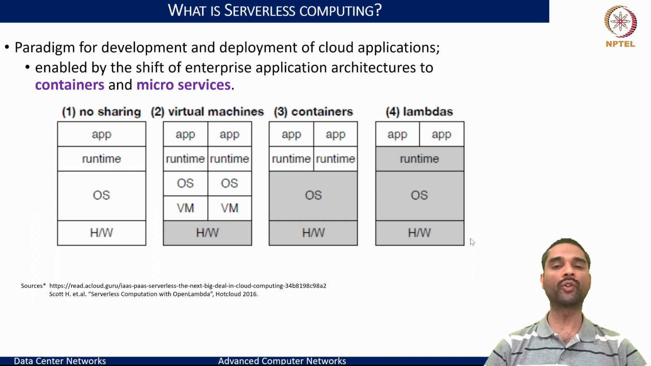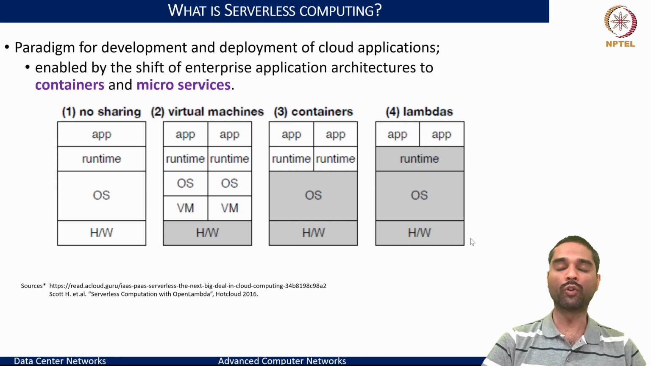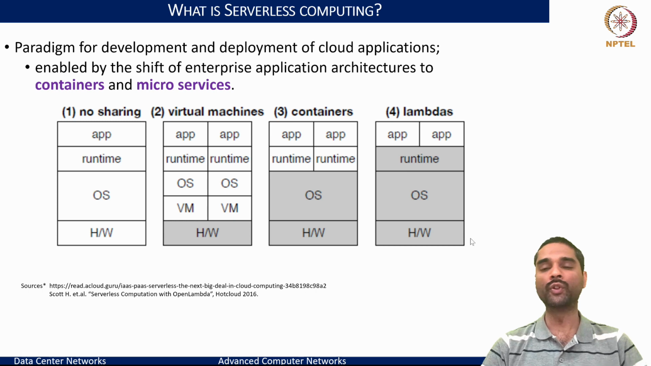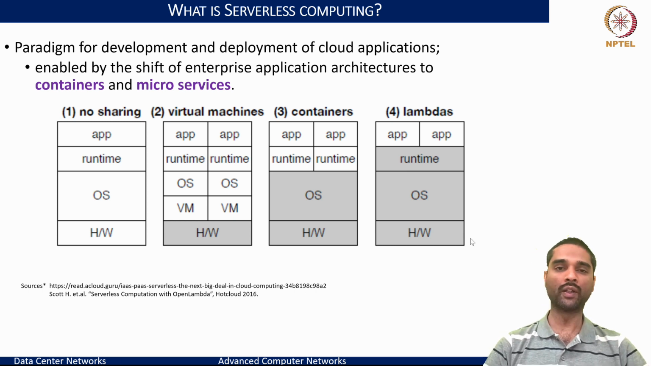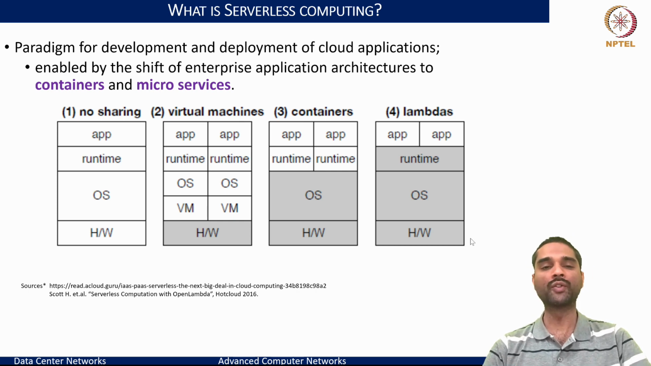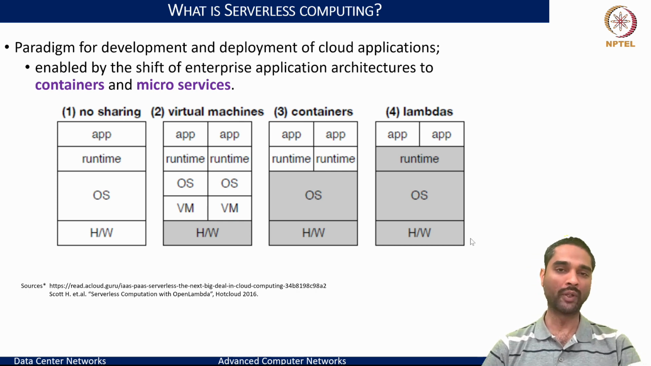And what this enables us is to shift from the enterprise application architectures that we typically see, the monolithic architectures, which were very prevalent in the early 90s, which switched to 2-tier and 3-tier architectures, and then gradually towards containers and microservices. And serverless builds on top of these container and microservice-based functionalities.